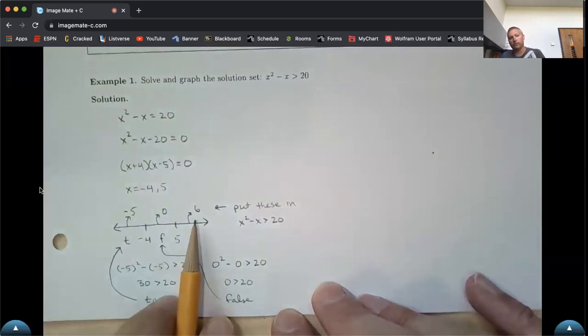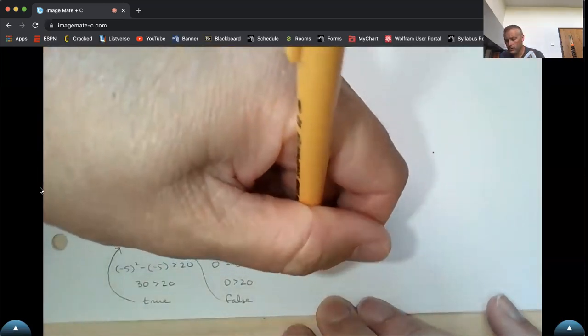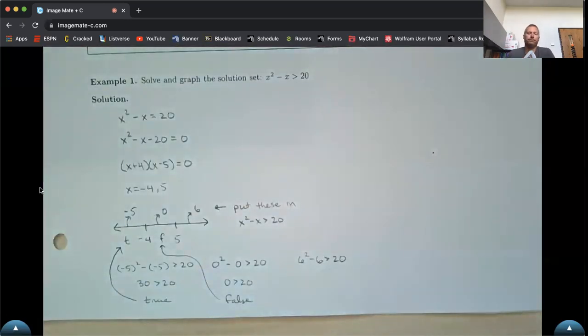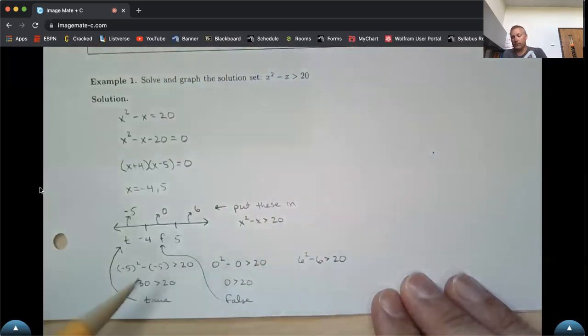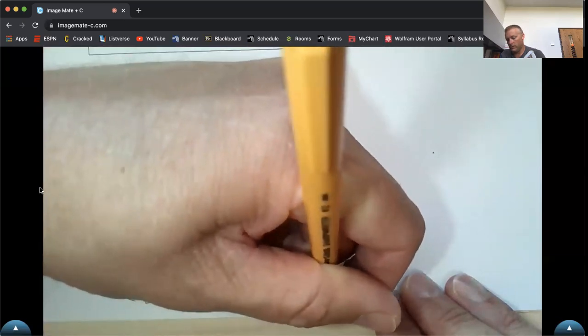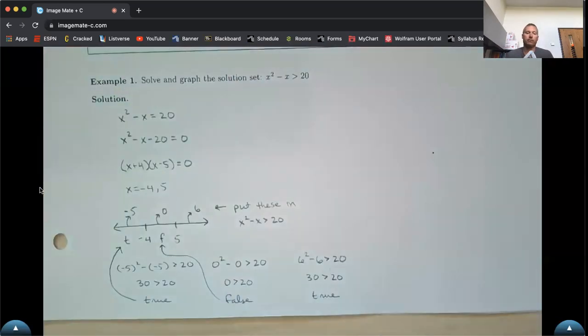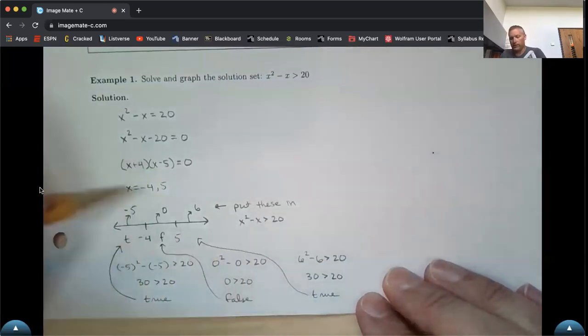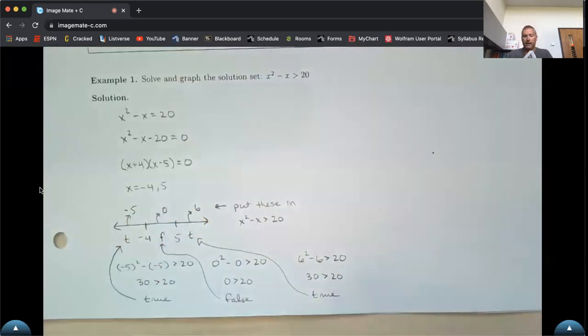Finally, we plug in x equals 6. So that's 6 squared minus 6 is greater than 20. In other words, 36 minus 6, or 30, is greater than 20. And this is, of course, a true statement. So our letter here is going to be t. And now we can see the solution set of the inequality.